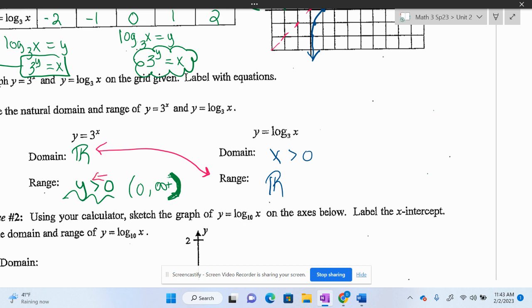And the range is actually the domain. The only difference is we just change the y to an x because we're talking about x values input versus y values output. But they're still the same. We just reversed them. We changed spots with those. Okay?